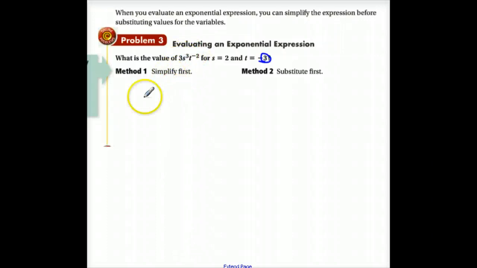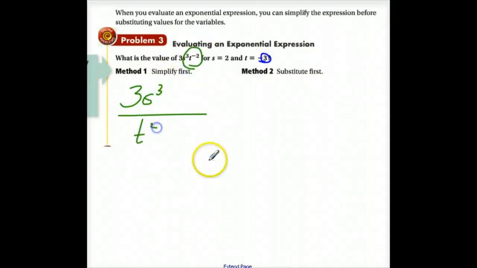So 3 and s to the third power is positive. I don't have to do anything with that. But this t to the negative second, I can simplify. So I'm going to put t to the positive second on the bottom of my denominator. That reads 3s to the third power over t to the second power.